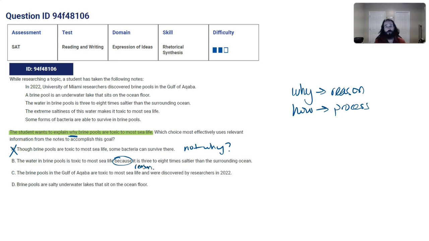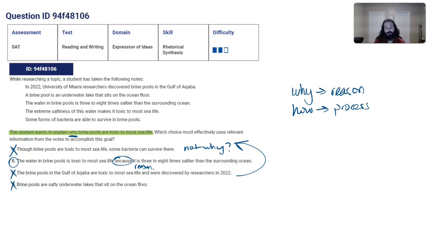Now here, we do want to check C and D to make sure none of the other ones give us a reason also. The brine pools in the Gulf of Aqaba are toxic to most sea life and were discovered by researchers in 2022. No reason given. And then D, brine pools are salty underwater lakes that sit on the ocean floor. That tells us what they are. It doesn't tell us why they're toxic. So we can go ahead and get rid of that as well. And the answer here is pretty clearly B.